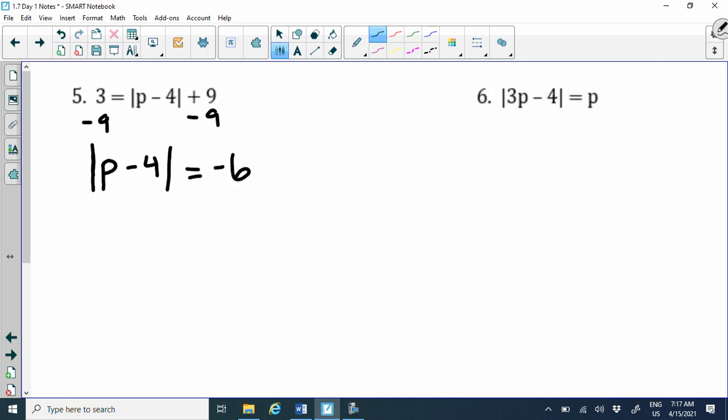Now notice, our absolute value is equal to a negative. So what happens here? Well, remember, our absolute value can never equal a negative because when we take the absolute value of any number, it makes it positive. So in this case, this is going to be a no solution.